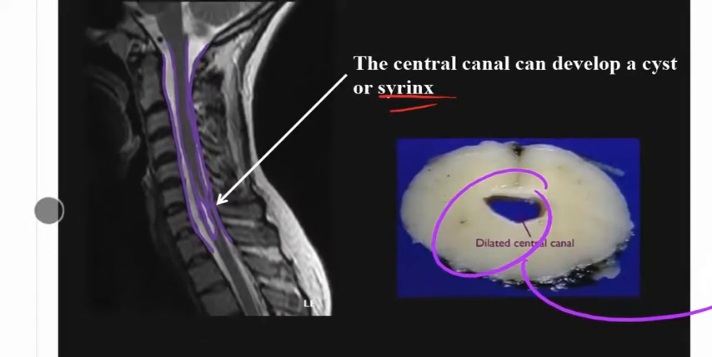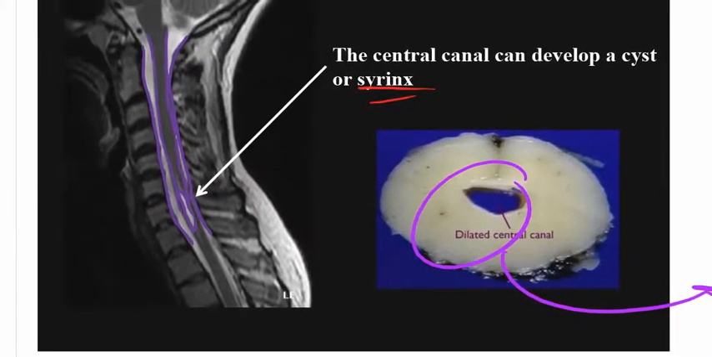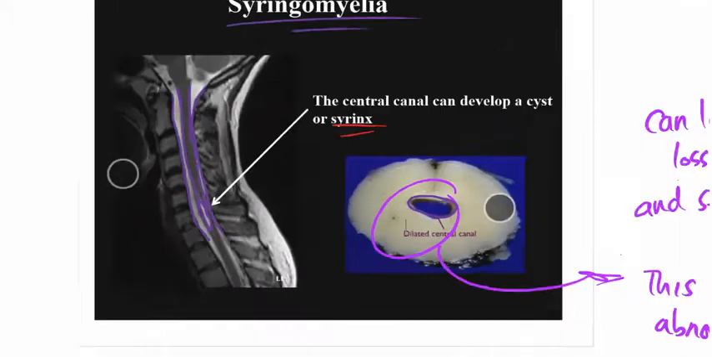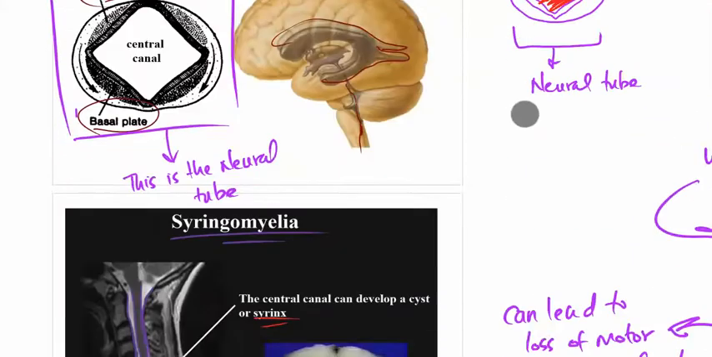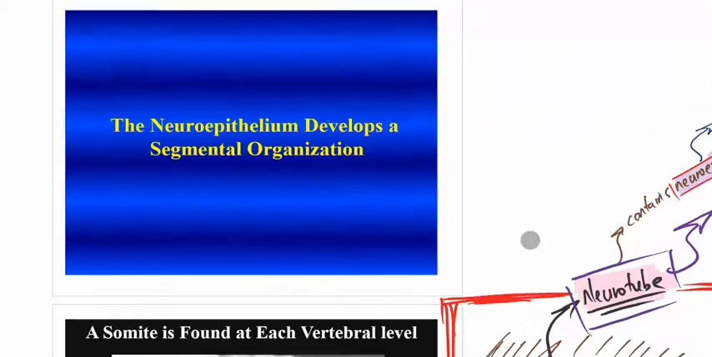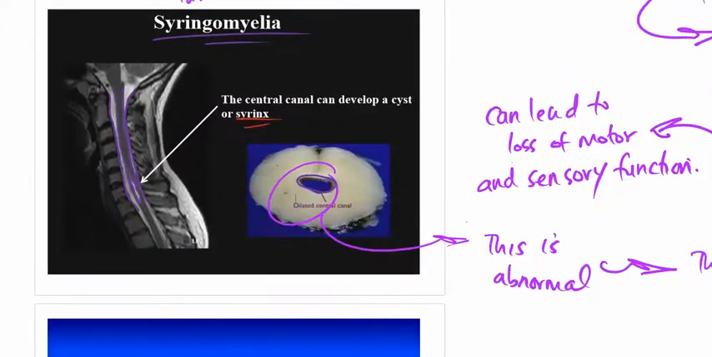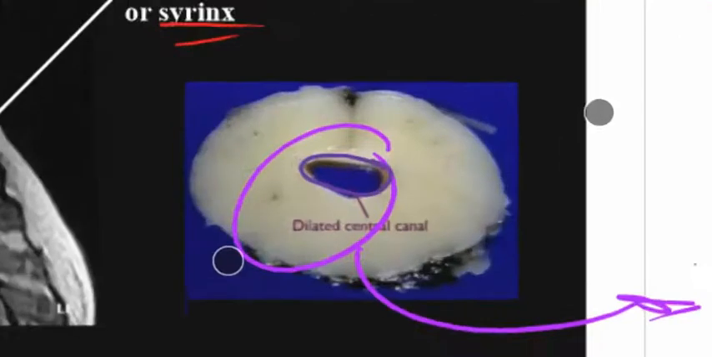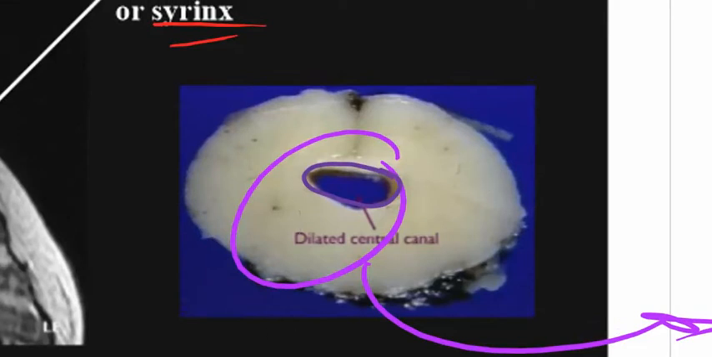So you can kind of see how the central canal is bigger than normal. Usually, that central canal is very tiny, but because of that cyst it causes the central canal to dilate. And since it causes it to dilate, you're going to be compressing the neurons that are in the white matter, right?